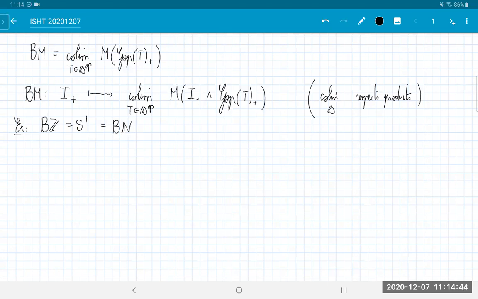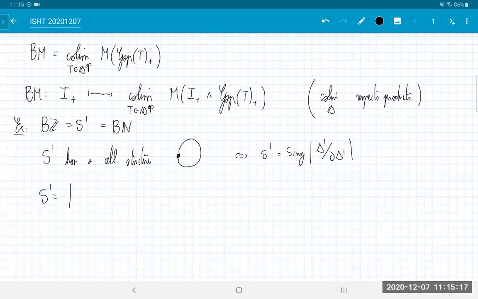And the proof is, well, S1 has a cell structure like this. In particular, you can realize it as the geometric realization of this simplicial set here, where I take an interval and I just identify the two borders. And this means that this is the geometric realization of the following simplicial set.